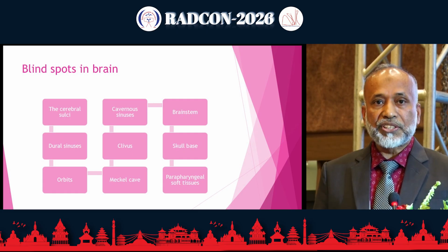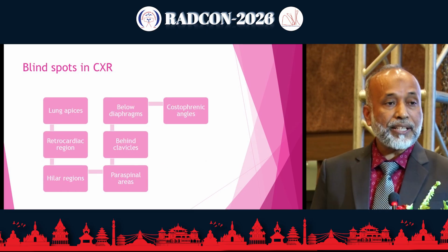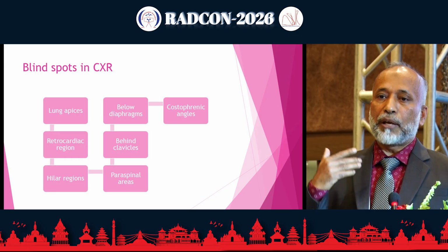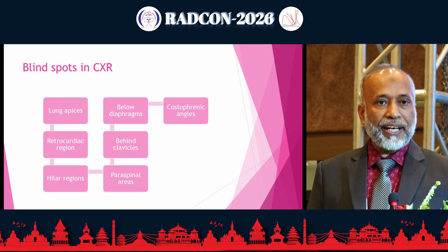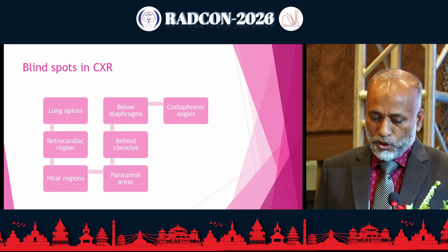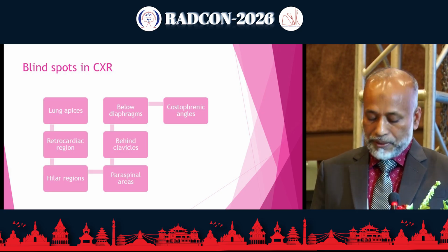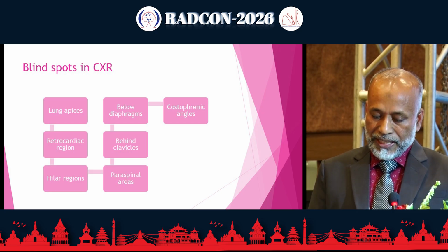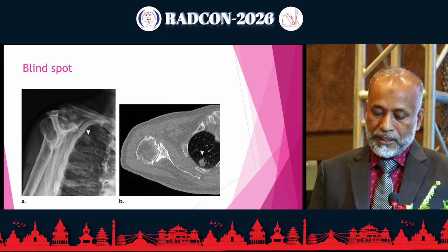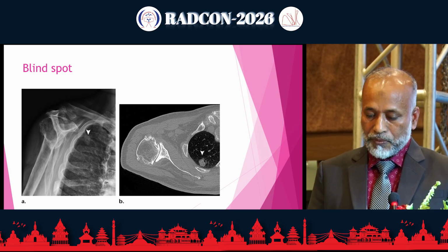Similarly, in chest X-ray, there are blind spots like the lung apices, above the clavicles, the retrosternal area, and below the diaphragm. These are the common areas where we miss lesions. This is an example of a blind spot, where the apical nodule was missed and later confirmed on CT image.